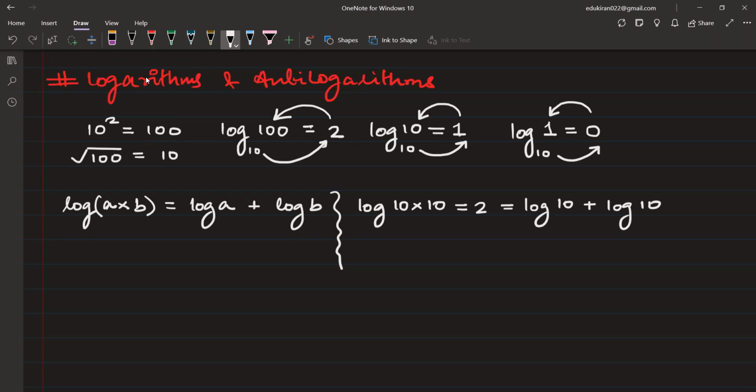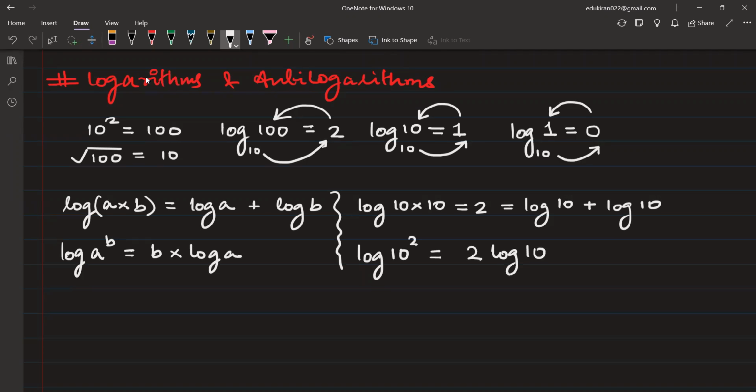Similarly, there's another rule which says that log of a to the power b is equal to b times log a. Okay, so whenever you have power, the power comes down. So we can also write, you can see here, I can write log 10 squared. It should be equal to 2 times of log 10. And that is also true because 2 times of log 10 will be equal to 2 and log 100 is also equal to 2. Now there is another rule, please write next.